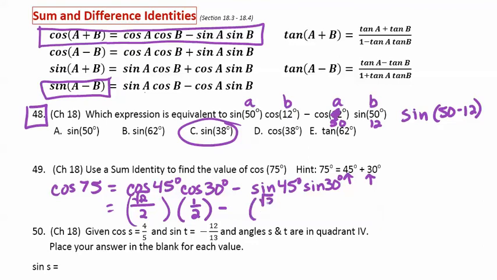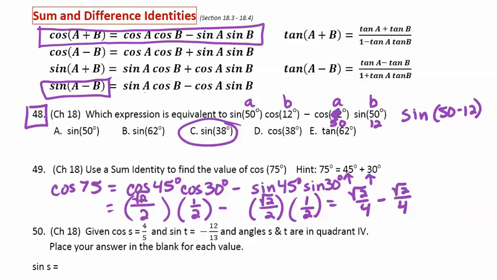Sine of 45 is also square root of 2 over 2. Sine of 30 is square root of 3. Oops, try that again. Sine of 30 is 1/2. And sorry, I just lost a 2 there. All right, so if we multiply, we get, for this first term, square root of 2 over 4. And for the second term, we get square root of 2 over 4.